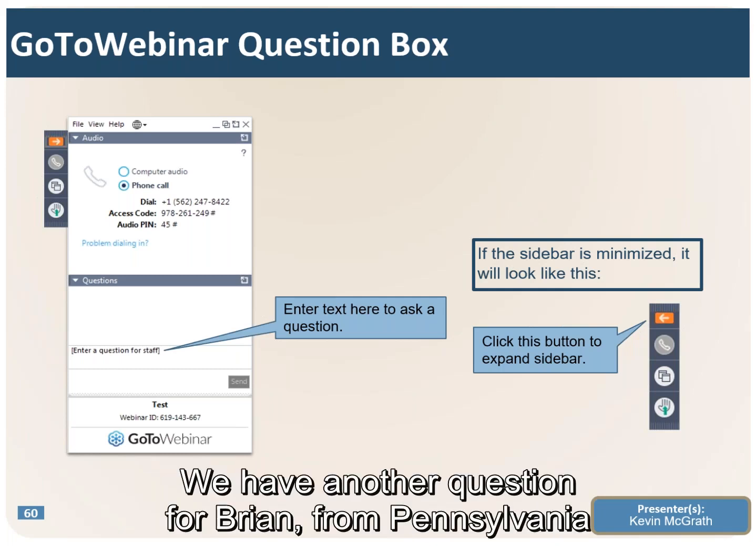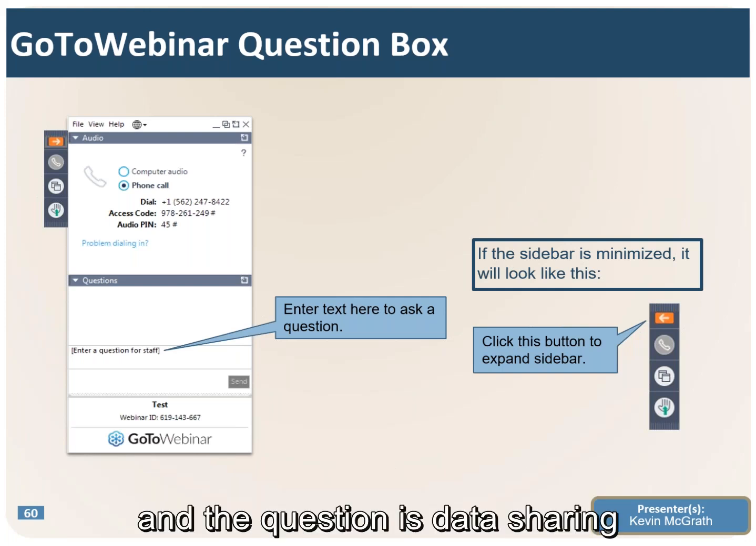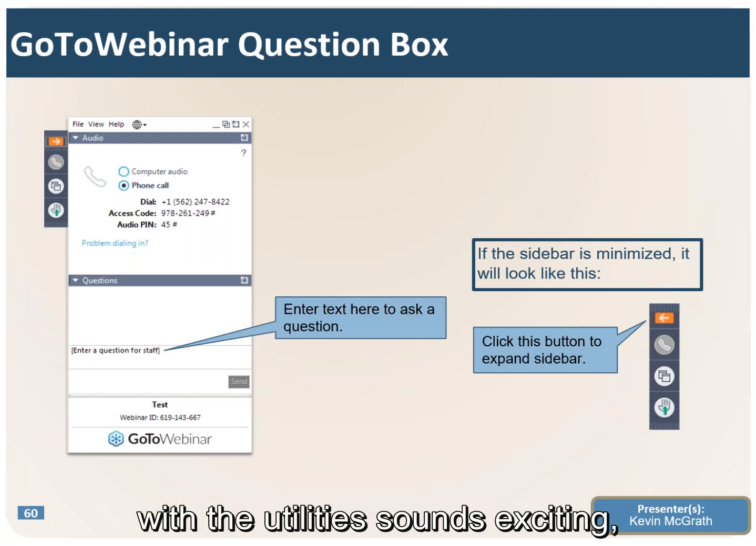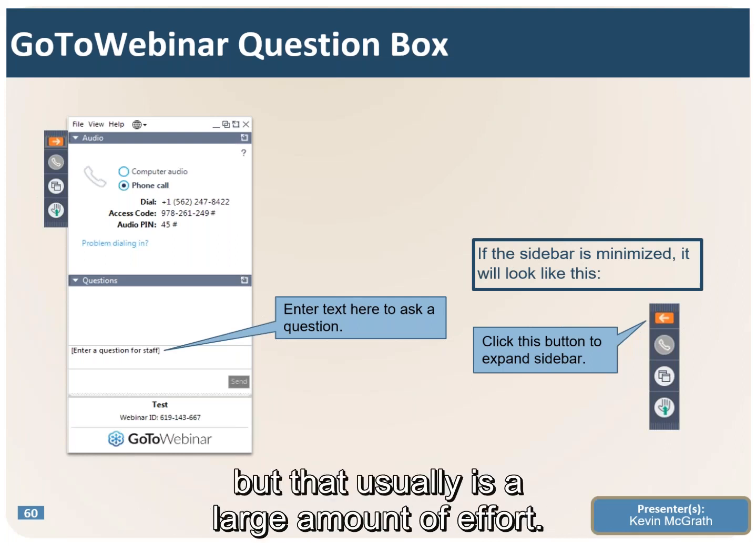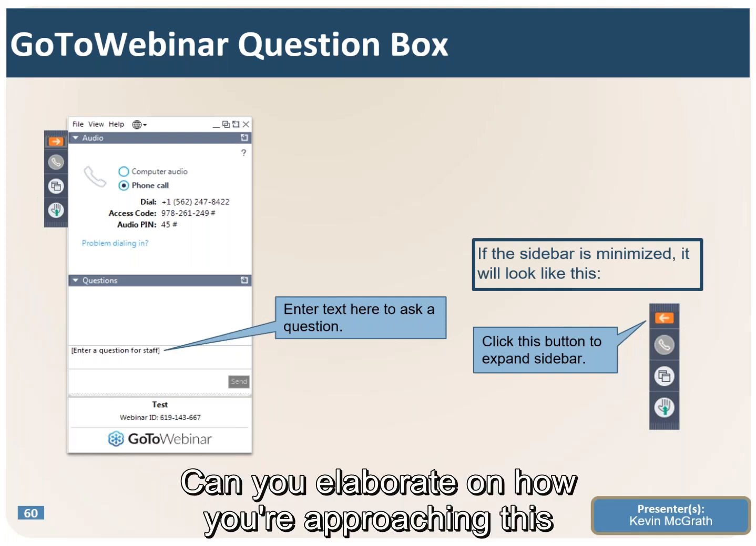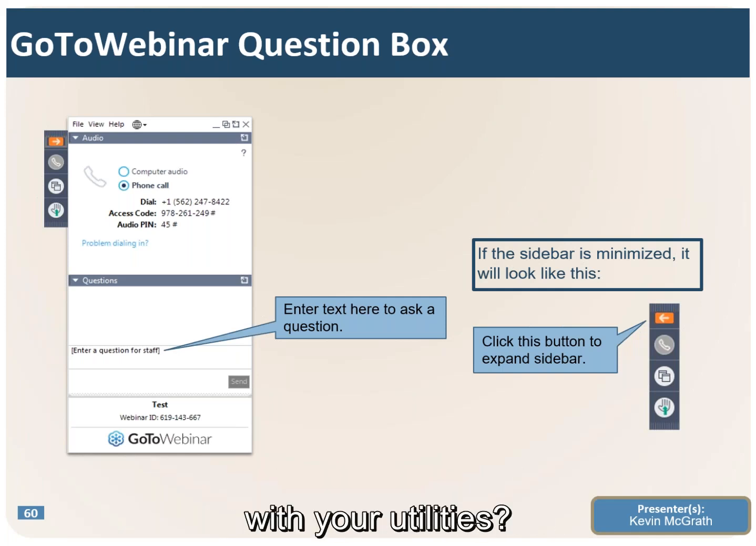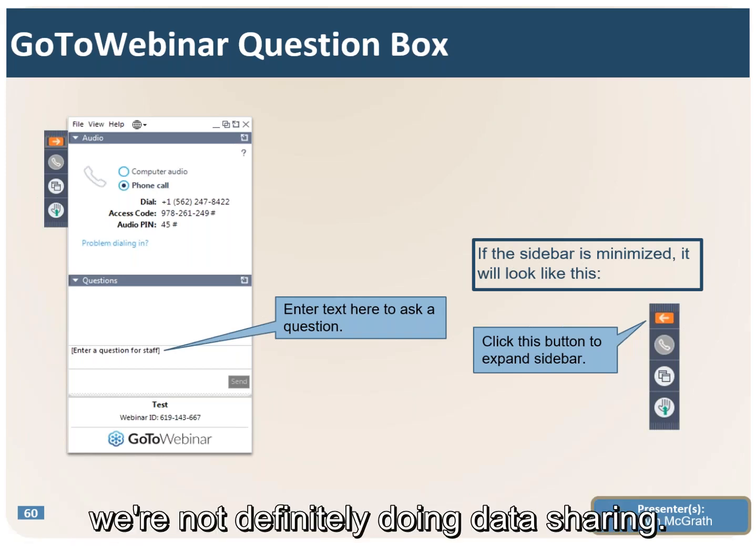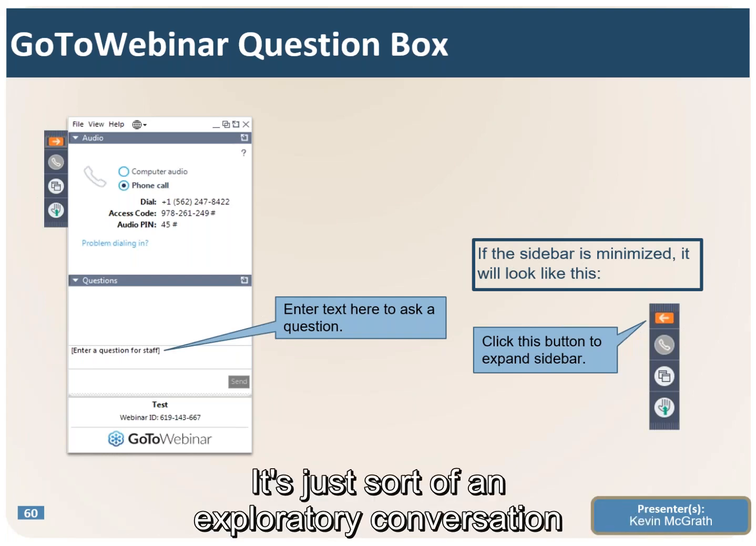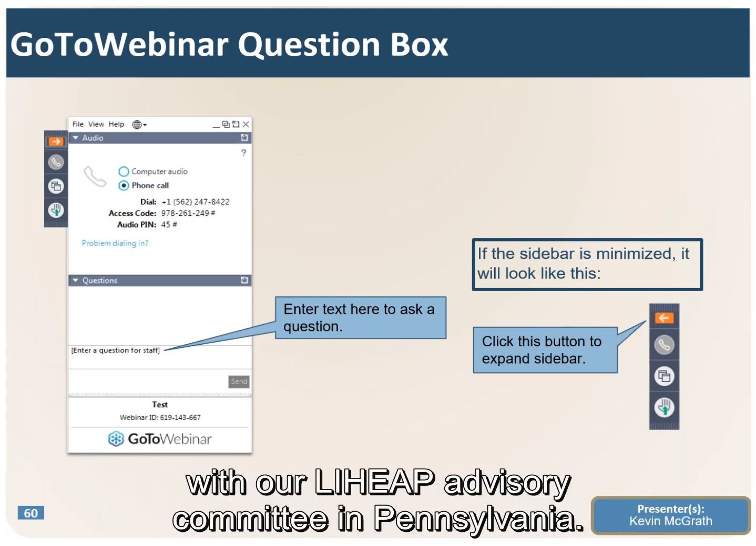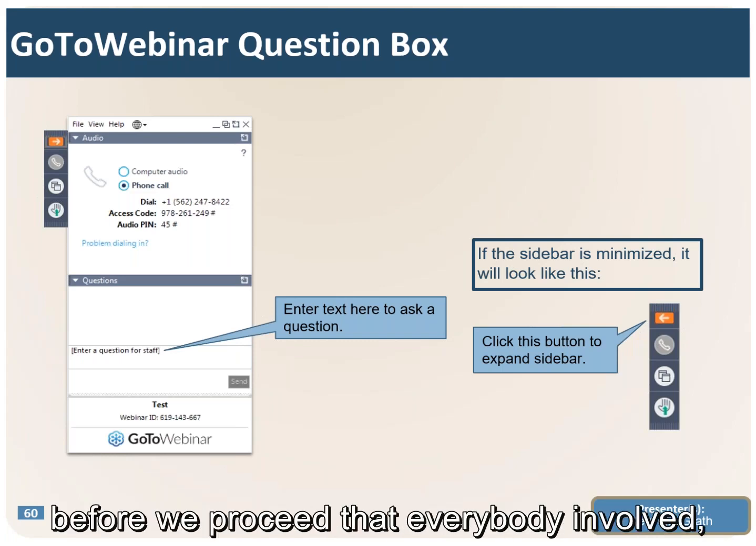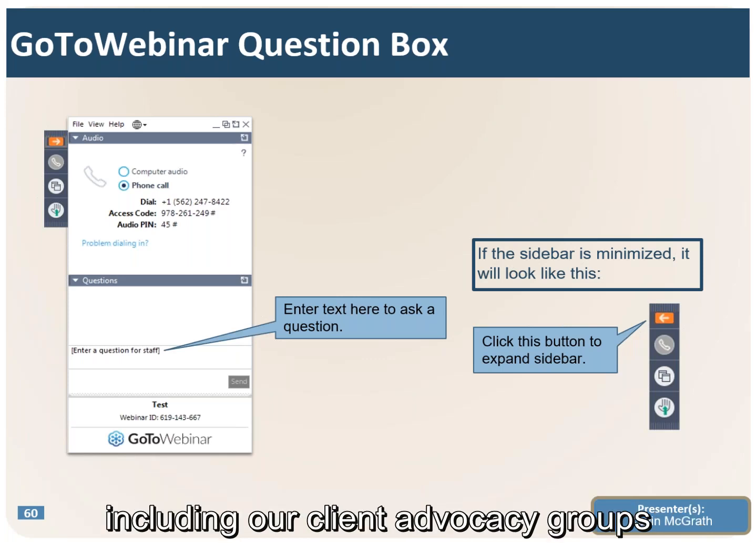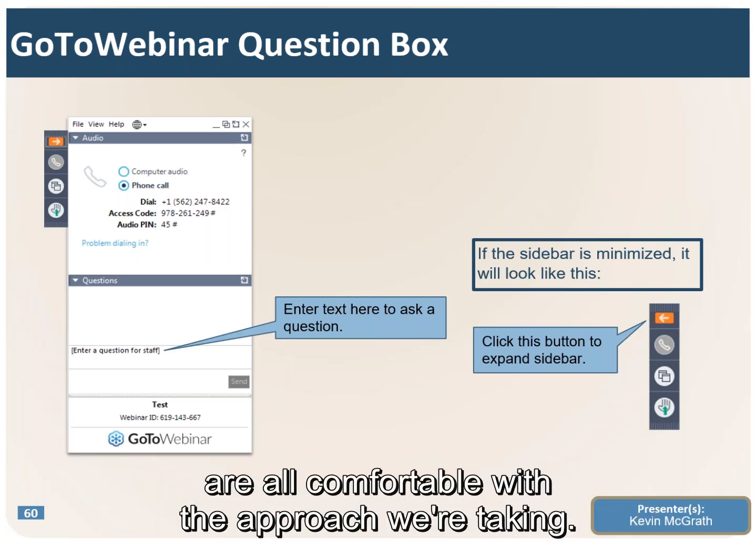We have another question for Brian from Pennsylvania. And the question is, data sharing with the utilities sounds exciting, but that usually is a large amount of effort. Can you elaborate on how you are approaching this with your utilities? Sure. Like I said, we're not definitely doing data sharing. It's just sort of an exploratory conversation that we've started having with our LIHEAP advisory committee in Pennsylvania. We want to make sure that, before we proceed, everybody involved, including our client advocacy groups, are all comfortable with the approach we're taking.